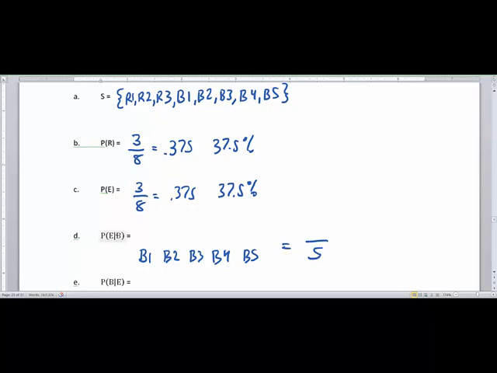Now, let's choose an even card. Now, my only even cards are red 2, blue 2, and blue 4. Well, how many matches do we have? Well, we've got blue 4, and we have blue 2. So now the answer is 2/5.